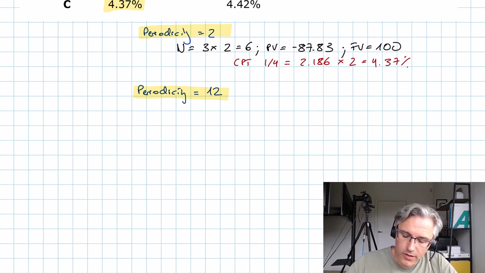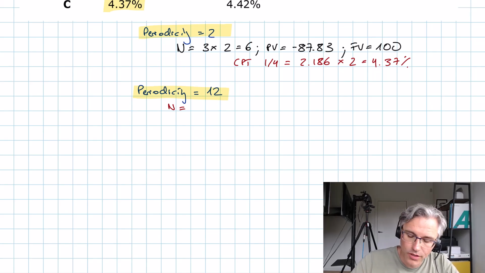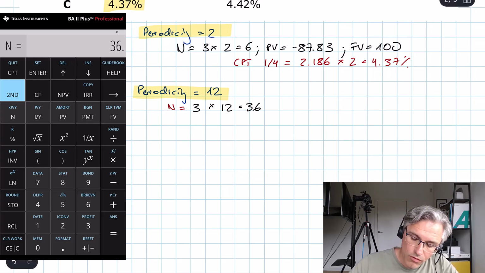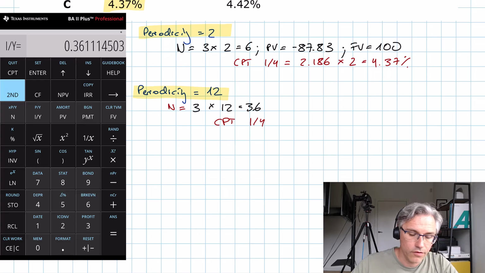It's going to be very quick on the calculator, because all the inputs are the same apart from the N assumption. Here it's going to be 3 years, but now times 12. So 3 times 12, that's 36. That's going to be our new assumption for N. So let's click N over here. The PV and the FV are the same, so I can just compute I/Y.